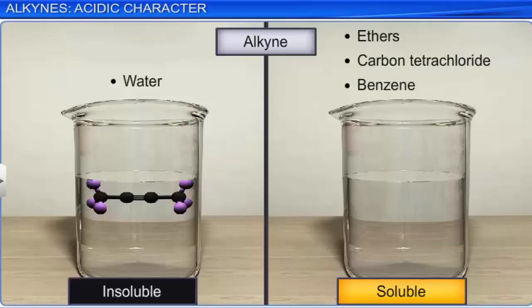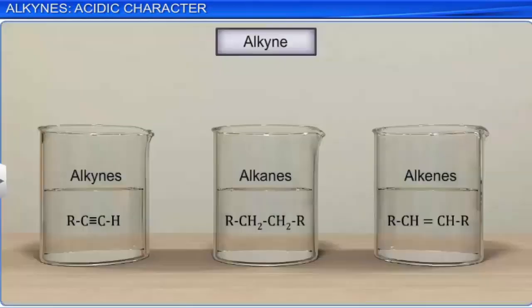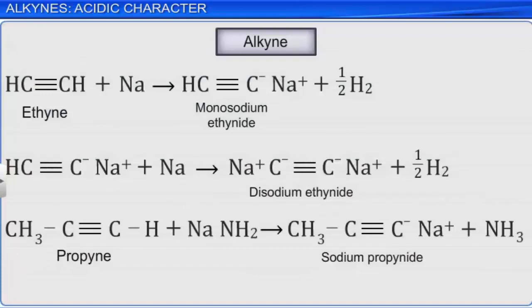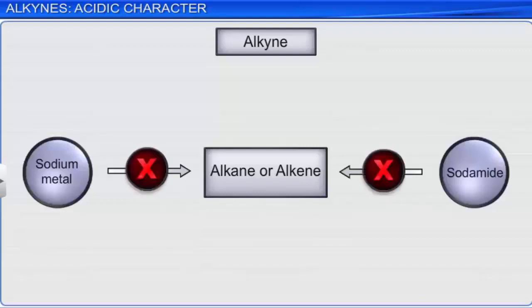The melting point, boiling point, and density of alkynes are directly proportional to their molecular masses. Coming to their chemical properties, alkynes exhibit more acidic behavior than alkanes and alkenes. For example, sodium metal reacts with ethyne, forming monosodium ethynide and disodium ethynide. Similarly, propyne, with one hydrogen atom attached to a triple bond carbon atom, on reaction with sodamide forms sodium propynide. Sodium metal and sodamide are strong bases and do not react with alkanes or alkenes, as they are not acidic. This shows that alkynes are more acidic in nature than alkanes and alkenes.